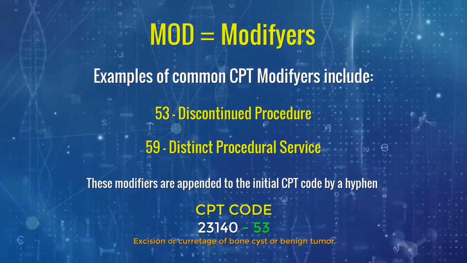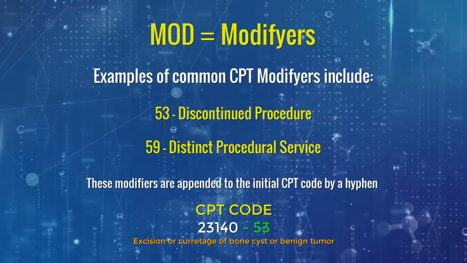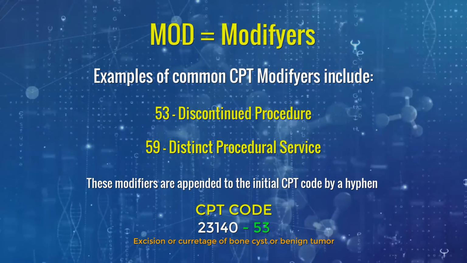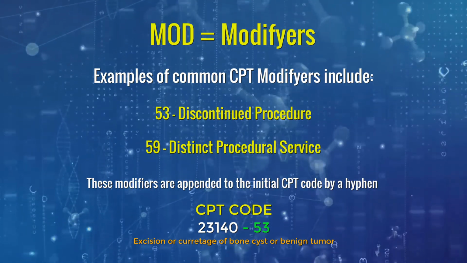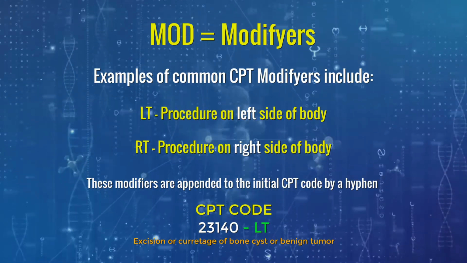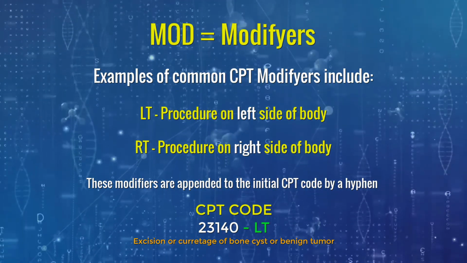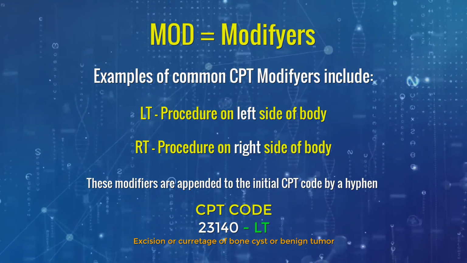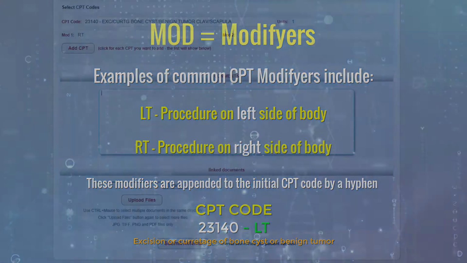Some examples of common CPT modifiers include 53, discontinued procedure, 59, distinct procedural service. Some common letter-based modifiers include LT, denotes a procedure on the left side of the body. RT, denotes a procedure on the right side of the body.